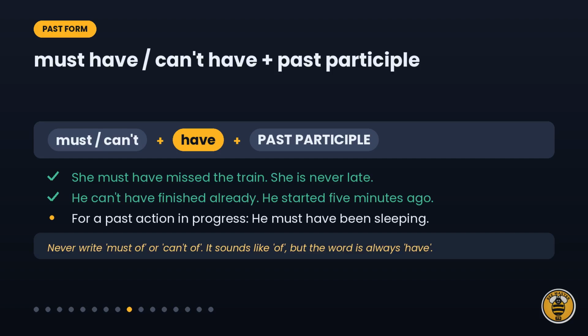For the past, we add have plus the past participle. Must have for something you are almost certain happened. Can't have for something you are almost certain did not happen. She must have missed the train. She is never late. He can't have finished already. He started 5 minutes ago. And for a past action in progress, use must have been plus the ing form.